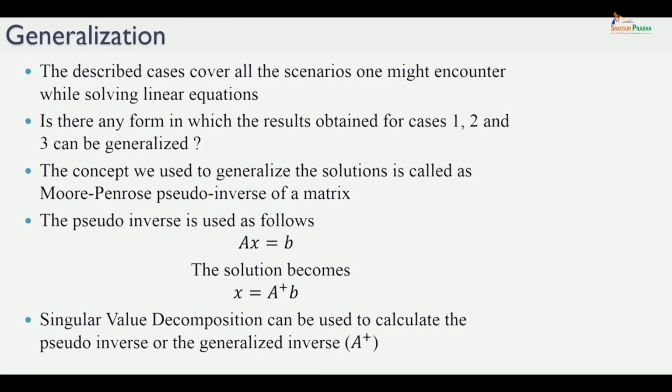So in some sense we understand that there should be some generalization of all of these results, so that we can write one equation which solves all of these cases, square, rectangular cases and so on. So that's the question that we are asking. Is there any form in which the results obtained from cases 1, 2 and 3 can be generalized? It turns out that there is a concept that we can use to generalize all of these. This is what is called the Moore-Penrose pseudo-inverse of a matrix.